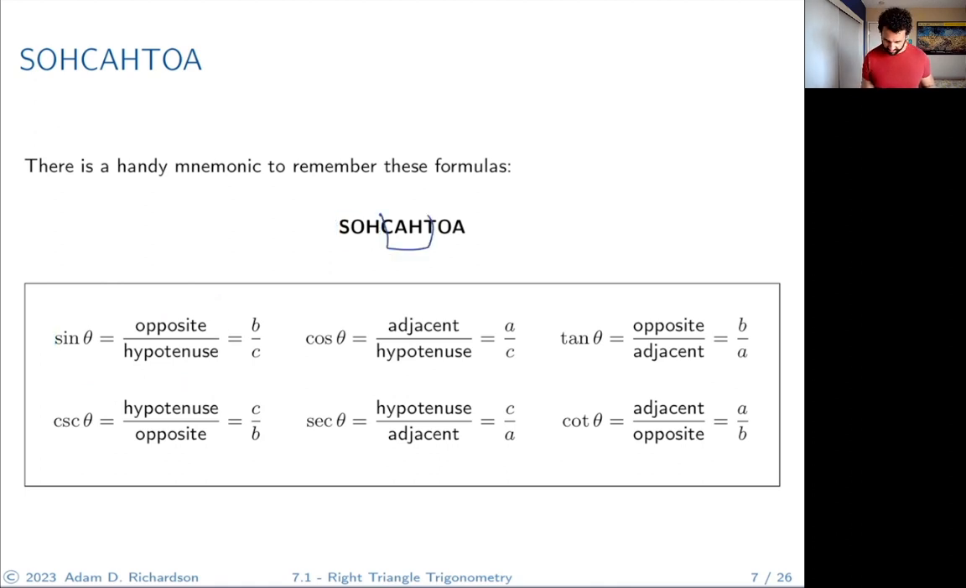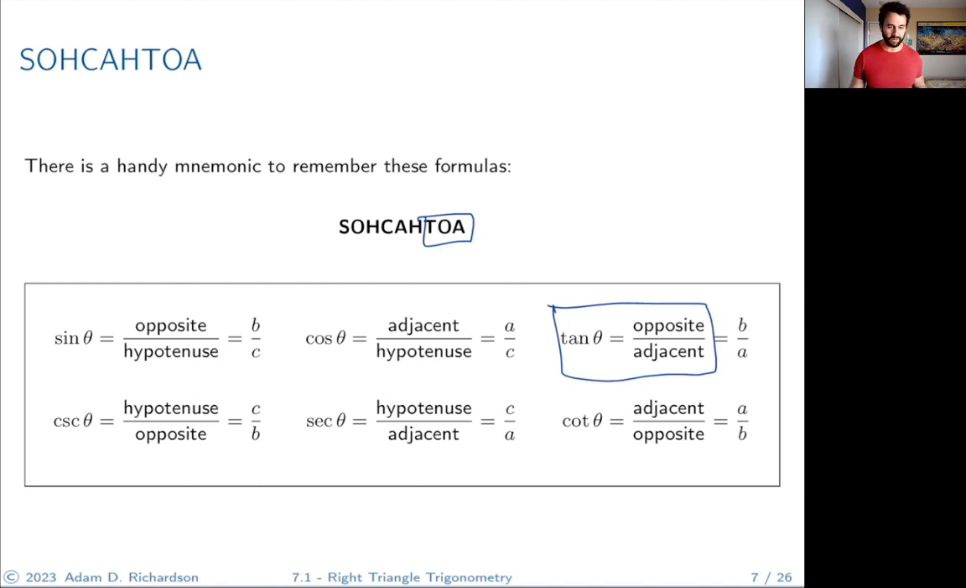Then CA stands for cosine equals adjacent over hypotenuse. So you've got CAH, cosine equals adjacent over hypotenuse. And then TOA is this one. Tangent is opposite over adjacent. And so that's how you can remember these. SOHCAHTOA. Say it 100 times in your head, say it out loud.